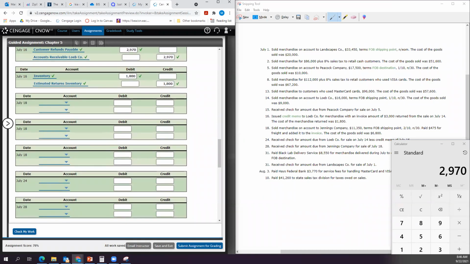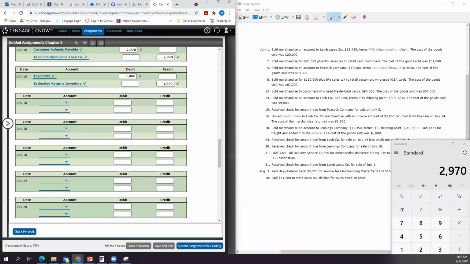All right, July 18th, we sold merchandise on account to Jennings Company, $11,350, terms 2/10, net 30, FOB shipping point. We paid $475 for freight and added it to the invoice, and the cost of goods sold was $6,800. So there's a lot going on there, so let's just break it down.